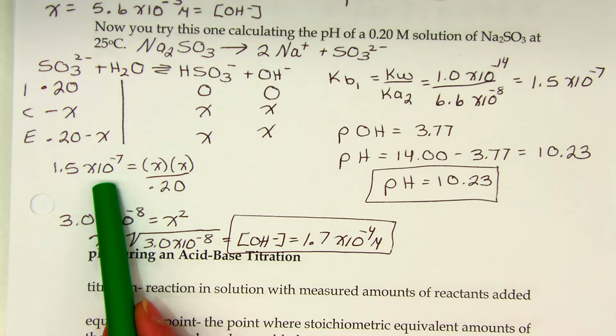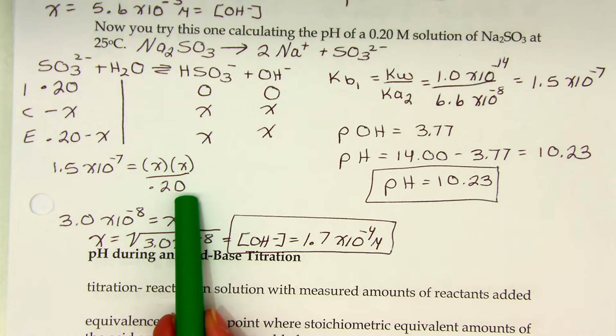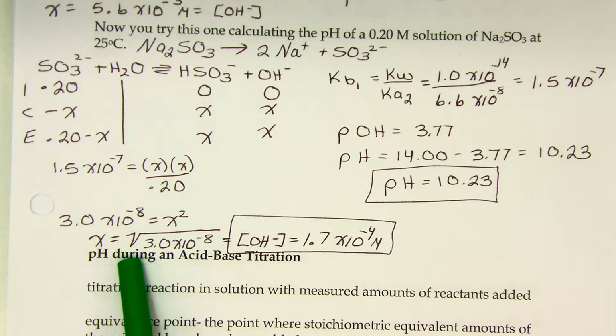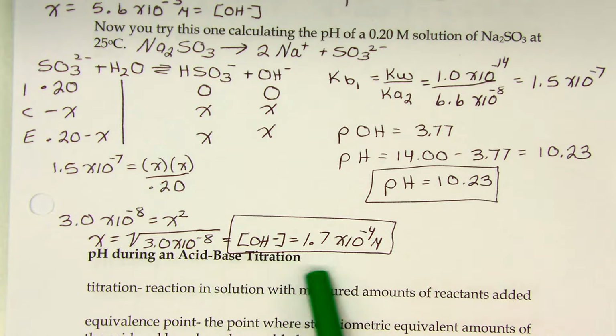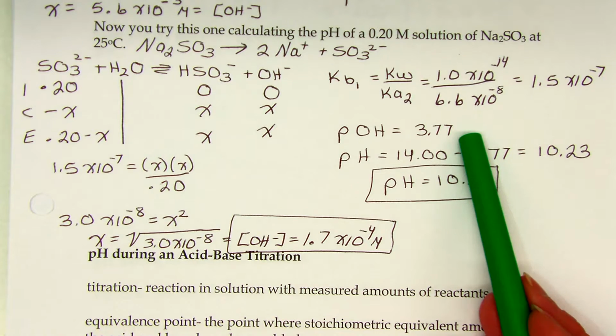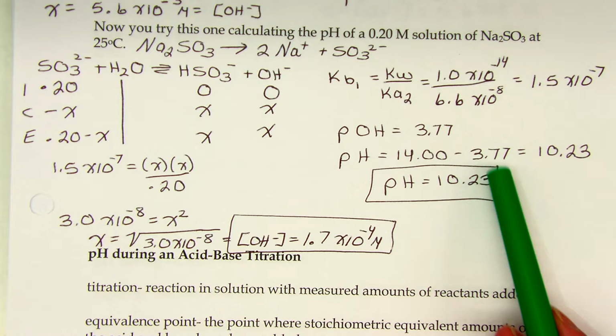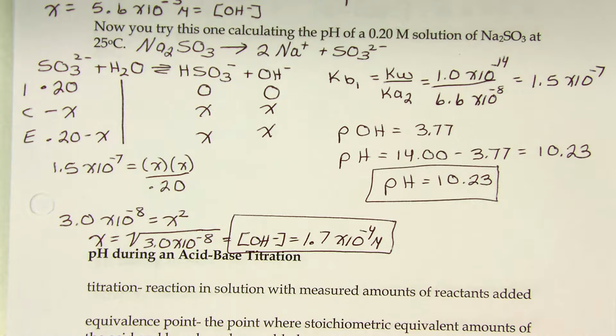So I plug that in. It's equal to X times X divided by 0.2. Rearranging and solving for X, X represents hydroxide, 1.7 times 10 to the negative fourth molar. So the pOH is 3.77, and my pH was 10.23. And if you use the numbers from your book, your pOH was 3.75, and your pH was 10.25. And we had one group that truncated. Remember, watch your sig figs when you're subtracting.